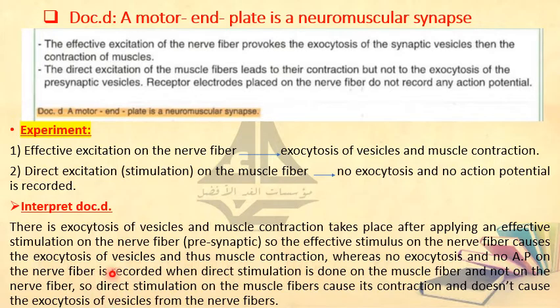So direct stimulation on the muscle causes its contraction and doesn't cause the exocytosis of vesicles from the nerve fibers. I mean by this that when you receive a stimulus on your muscle, it's going to react immediately. No need for the neurotransmitters to transmit the message. But when the stimulus is applied on the axon, it is necessary for exocytosis to take place and for the neurotransmitters to be released, to transmit the nervous message to the effector organs in order to achieve contraction or any reaction.